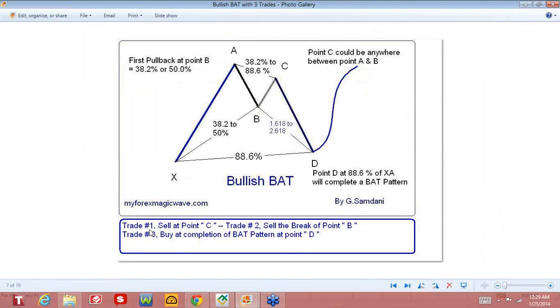This one, you got 3 trades in it. If you start trading from point C, trade number 1, sell at point C. When you find a point C and then the move starts coming in, start selling it. Break of B, start more selling it, because now you have a confirmation that we are definitely going for the D. Okay, this is how it is.